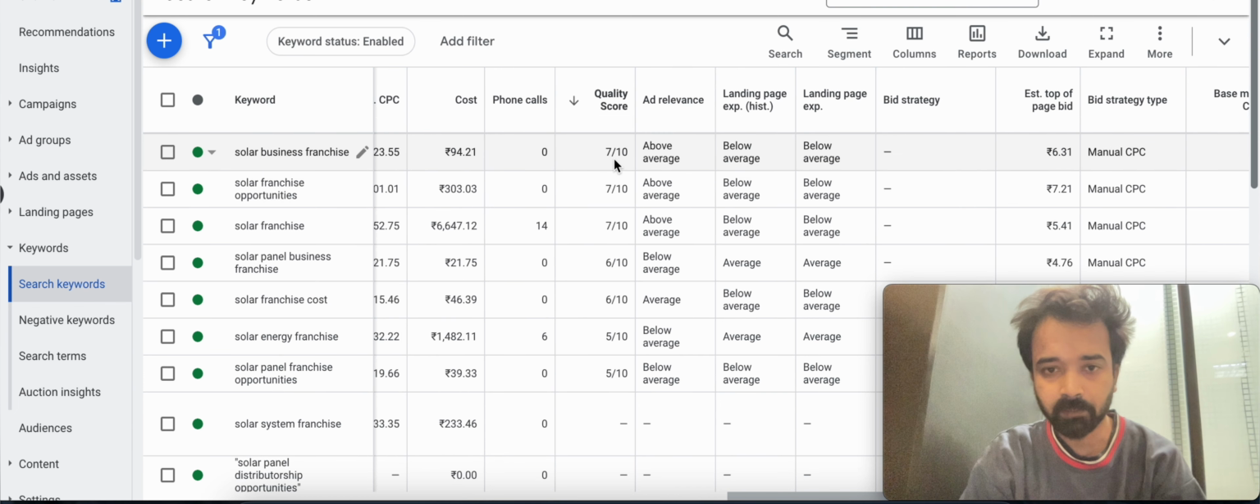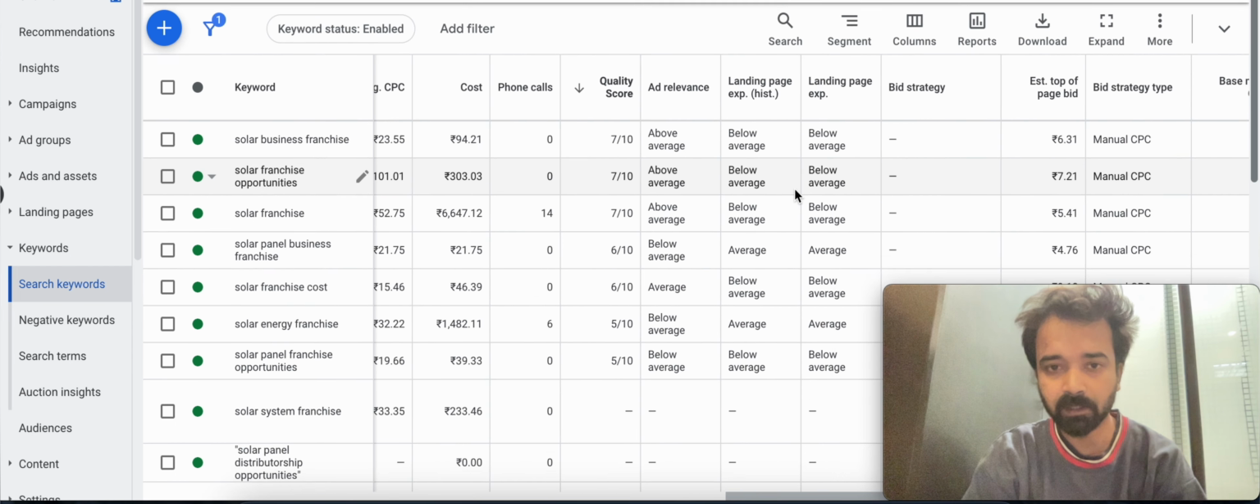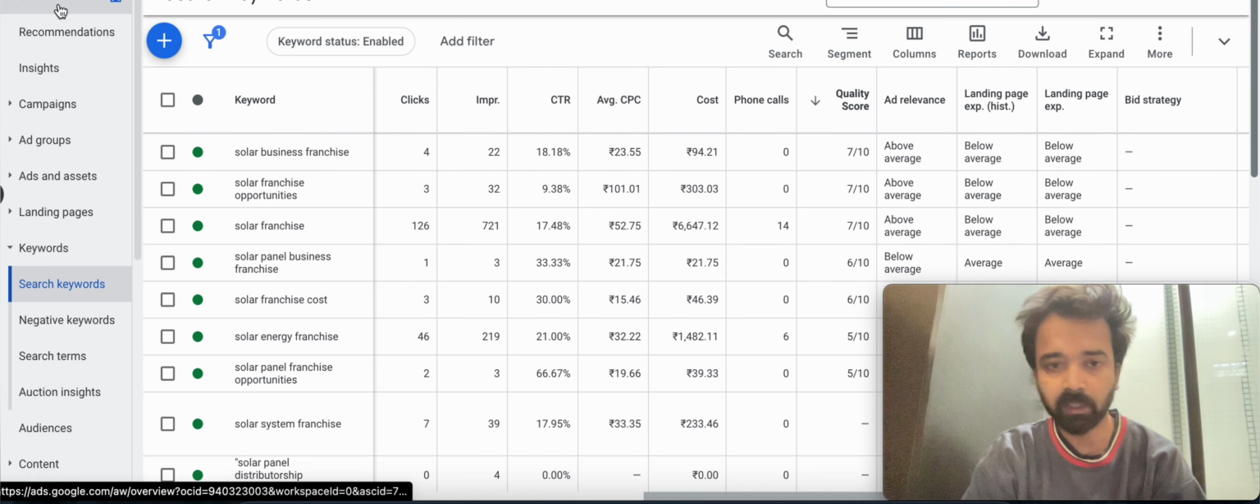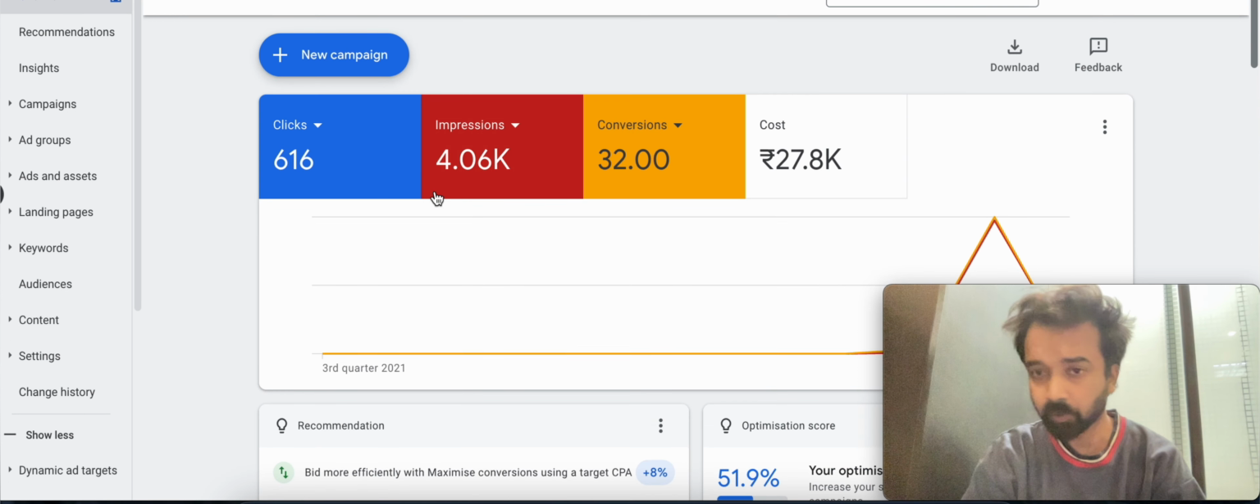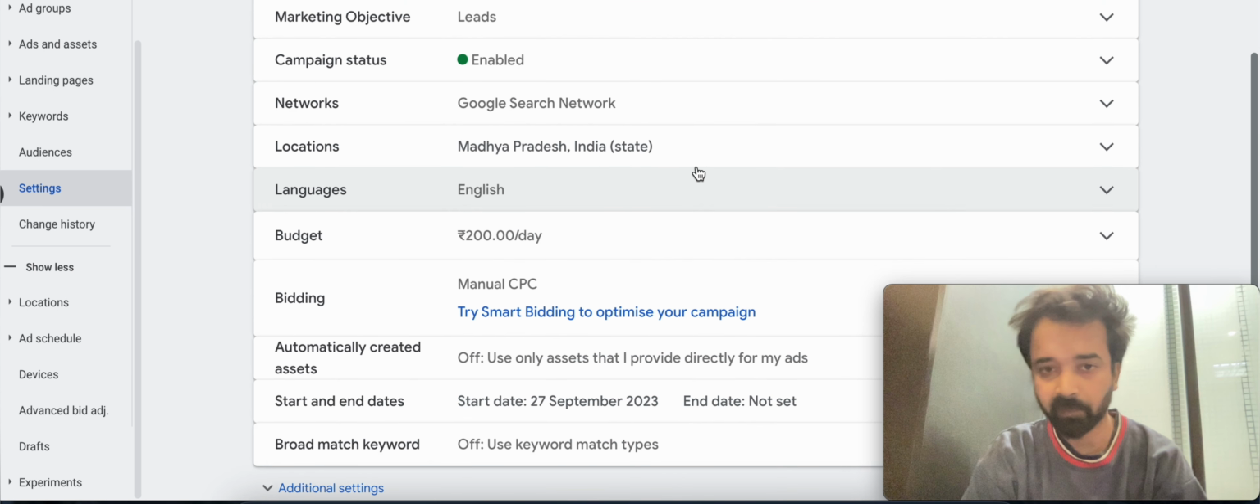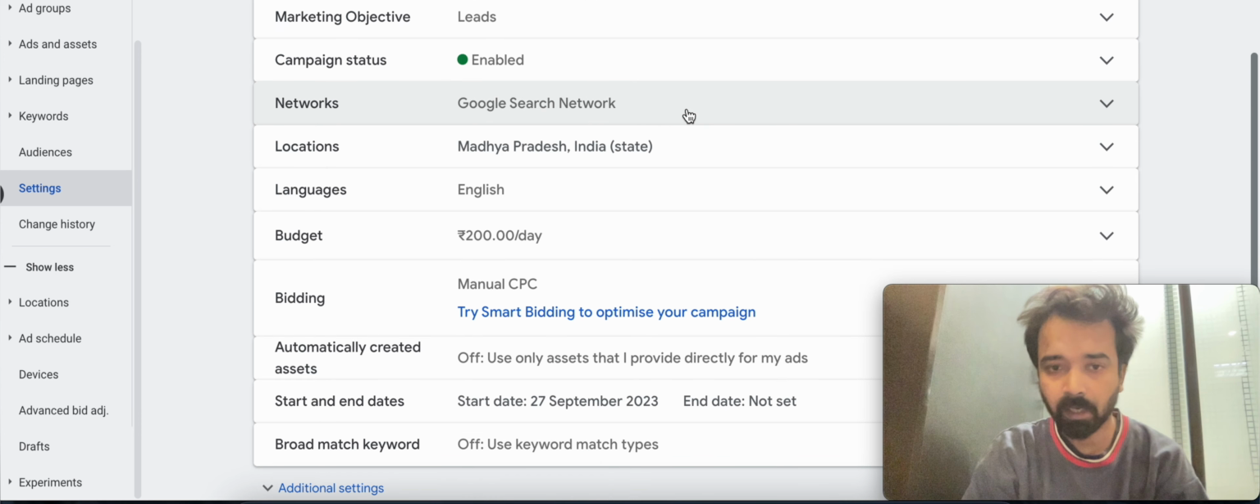You see ad relevance is above average, so I think we should work on landing page experience. Once we work on landing page experience, we will be able to bring it to about 8, I think, or maybe 10 on 10. Then we will be able to bring the CPC way below whatever we are getting right now. So currently the campaign is profitable. We are using manual CPC because I think it's performing very well. Our clients are getting good results with this approach.